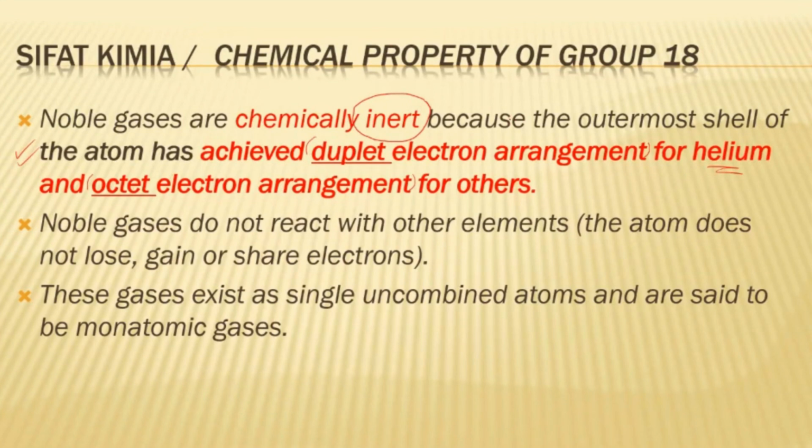Why? Because they have achieved octet electron arrangement mostly, so they do not react with other elements. The atoms do not lose, gain, or share electrons with others. That's why these gases exist as single uncombined atoms, also called monoatomic gas.